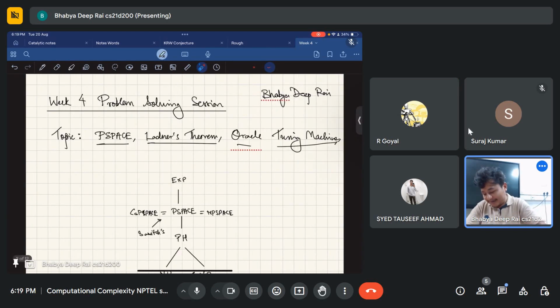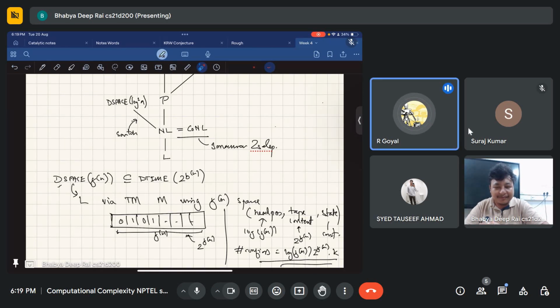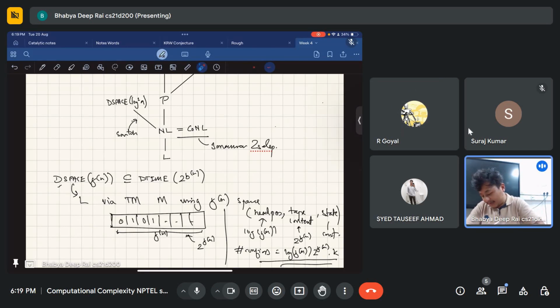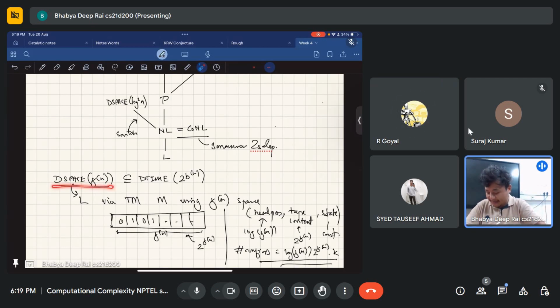But then you say the language is decidable by a Turing machine M. It means that the machine is always halting. It's a decidable problem. Exactly, only for a decidable problem, because you are saying that it is in DSPACE f(n). And these DSPACE, DTIME, P, NP, EXP, all of them are contained in decidables.